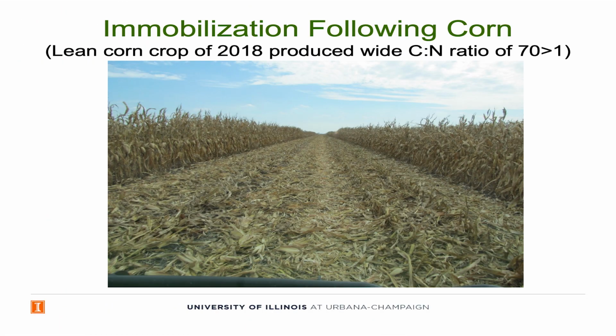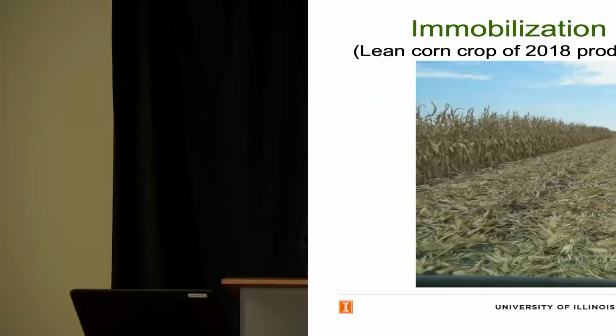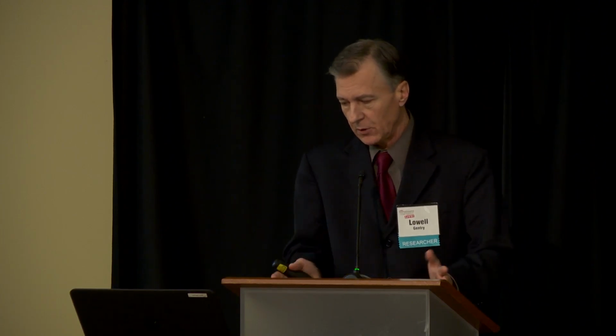So to take this a step further, why do I think the tile nitrate's so low after corn? We know that corn residue has a wide C to N ratio normally anyway, so there would be immobilization potential following corn. But the 2018 crop year was lean. We were lean as far as the MRTN. We were on the low end, purposely on the low end. MRTN right now is about 180 pounds per acre. We were putting 160 on.